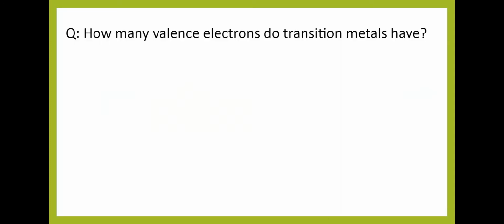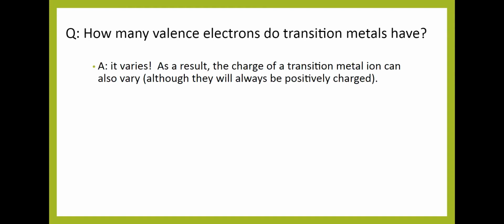Okay, so first, how many valence electrons do transition metals have? Well, it varies. As a result, the charge of the transition metal ion can also vary, although they will always be positively charged. We know metals are always positively charged, and they're going to give away their extra electrons.